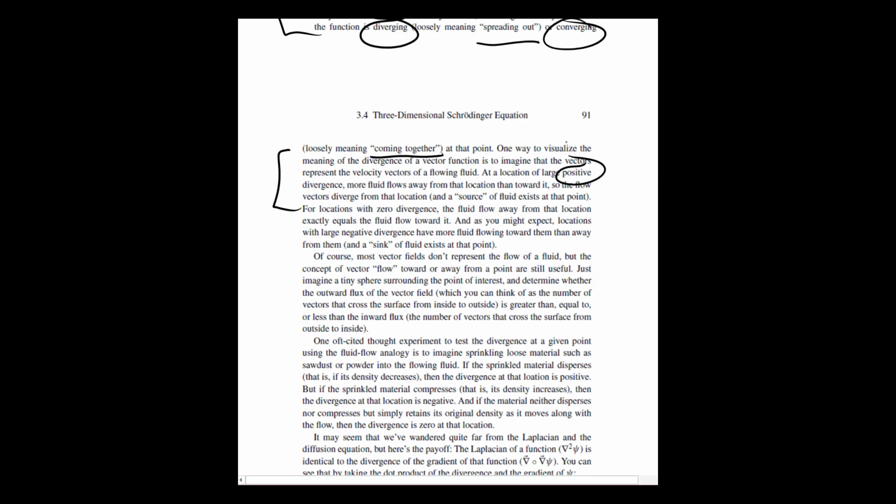If the divergence is positive, more fluid flows away from that location than toward it. So you would think of a source of fluid as existing at that point. If the divergence is zero, then the fluid flow away from that location is exactly the same as the fluid flow toward that location. And if you have negative divergence, then there's more fluid flowing toward that point than away. You would say that's a sink of the fluid.